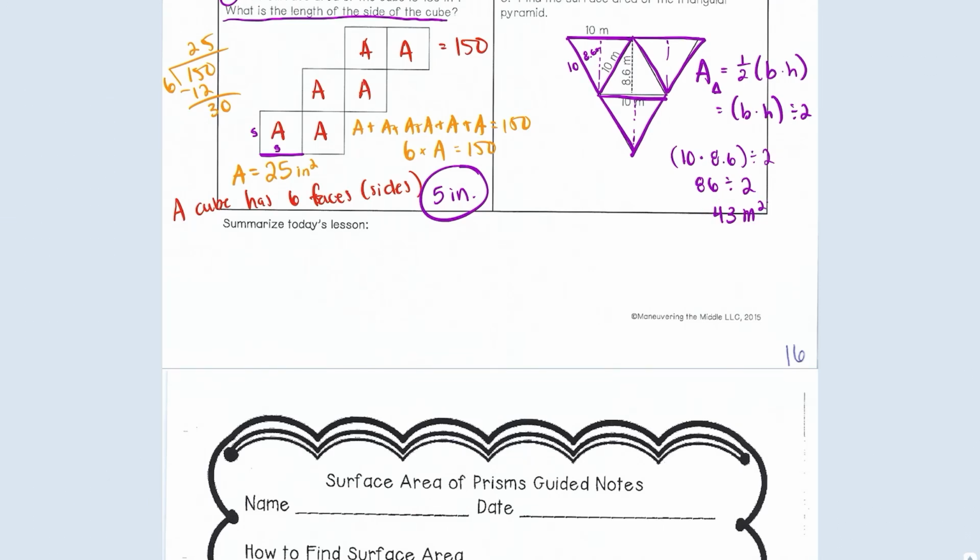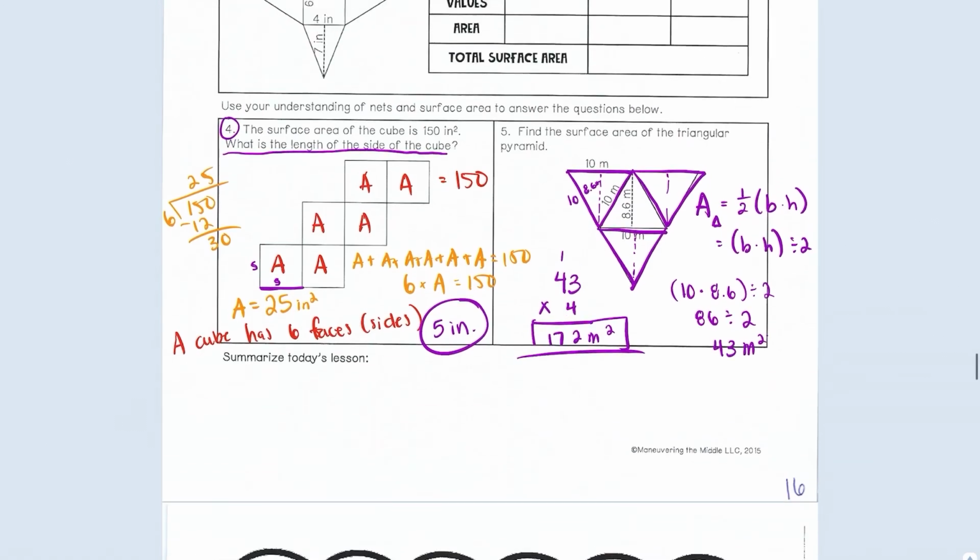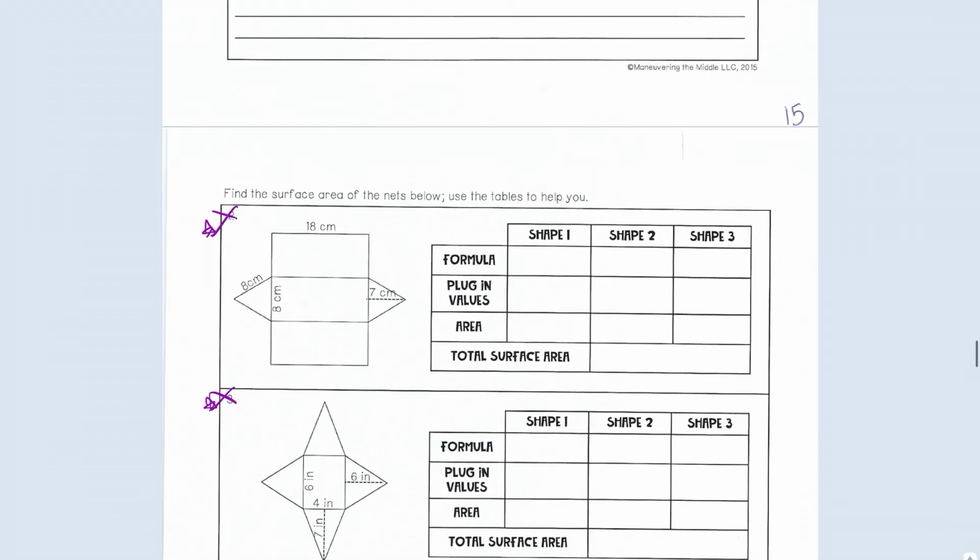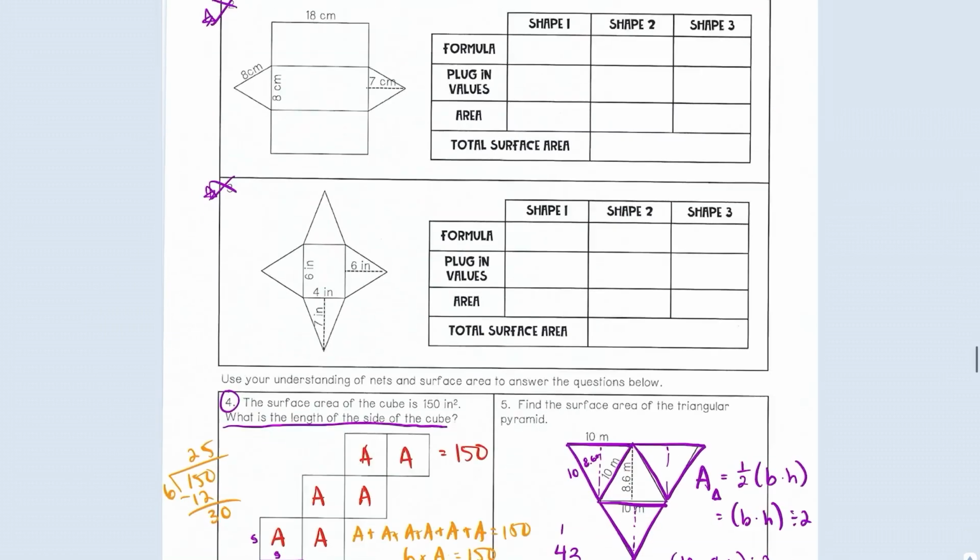So remember, we know that there are 4 of the same triangles here, so what we can do, a little shortcut, we take the area of one triangle and we multiply it by 4. 4 times 3 is 12, 4 times 4 is 16, plus 1 is 17. So the total surface area of this pyramid here is 172 square meters. And there we go.